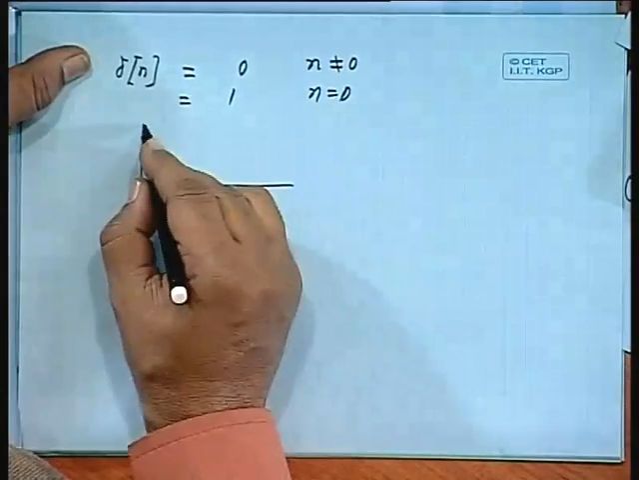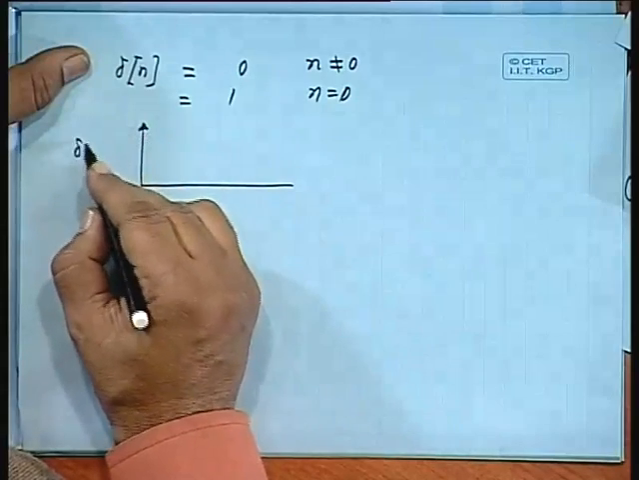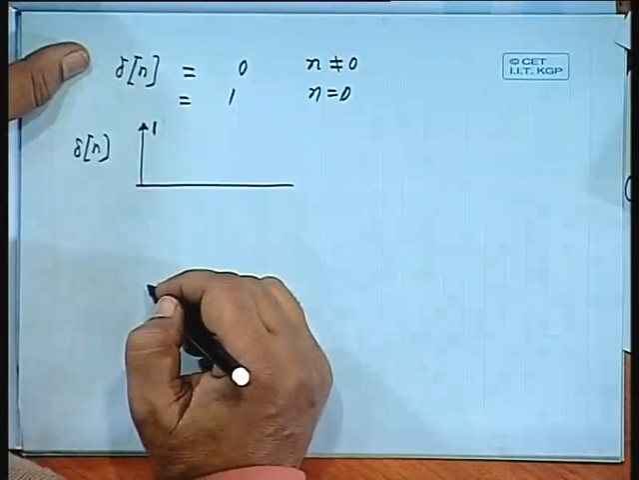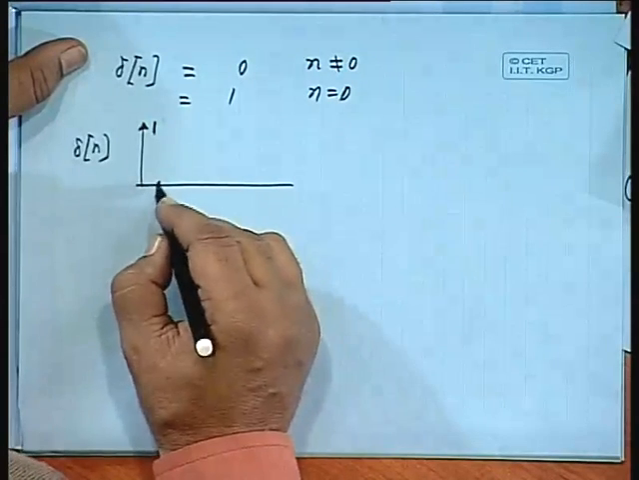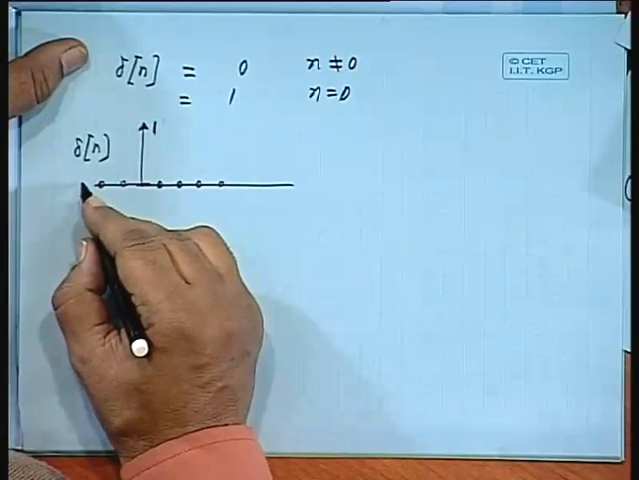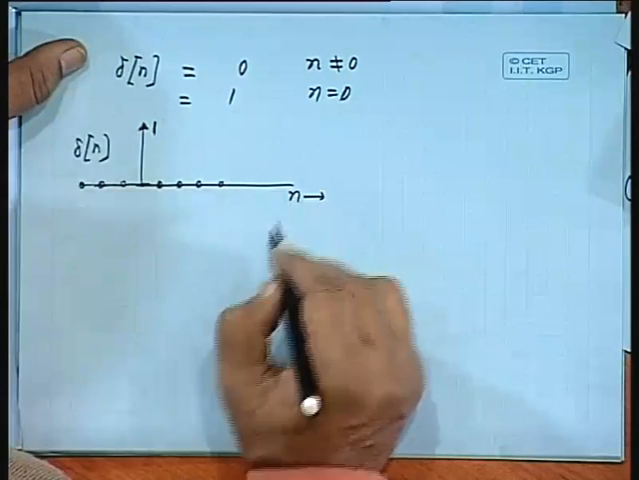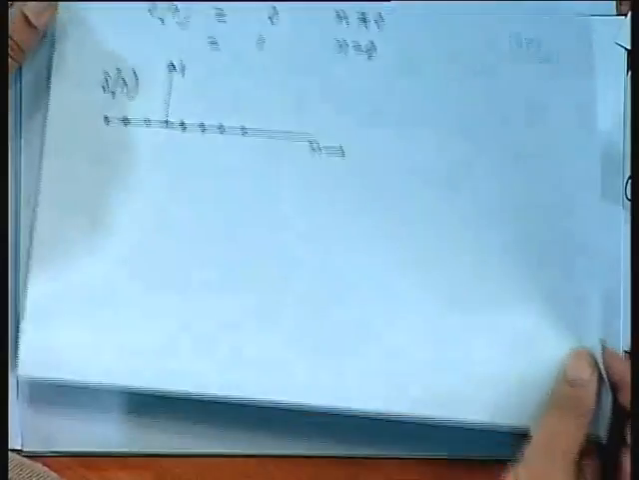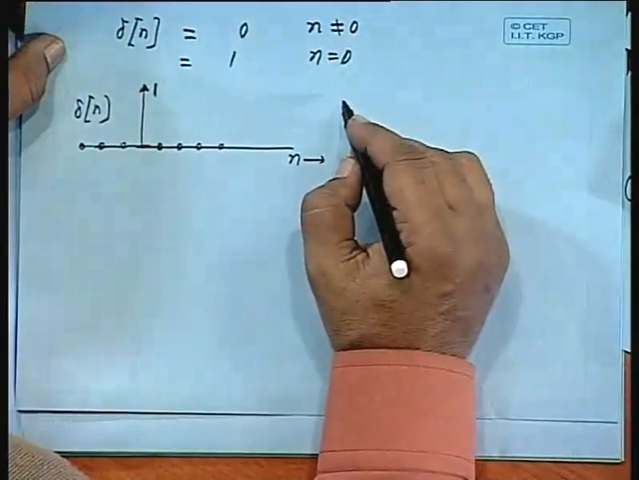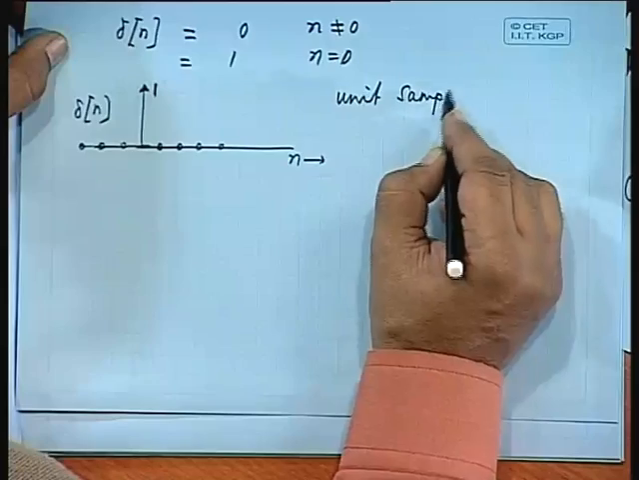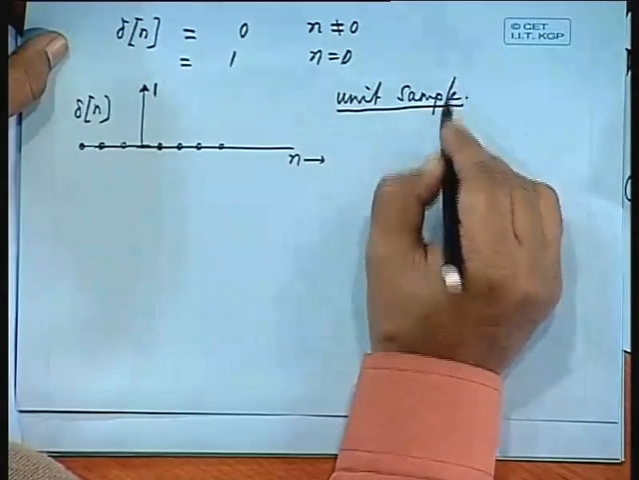So, symbolically it will look like this, delta n is denoted as 1, 0, 0, 0, 0 and so on. We shall be showing unit impulse or unit sample sequence. This is unit sample or unit impulse, okay.